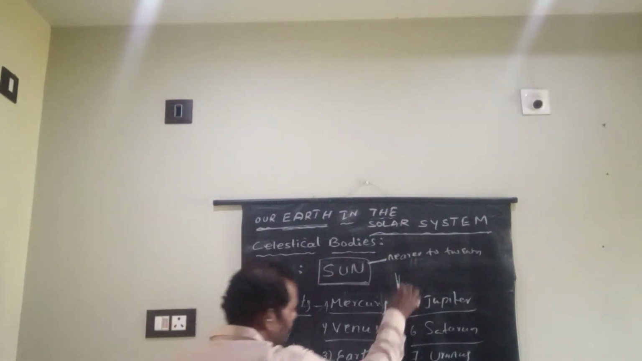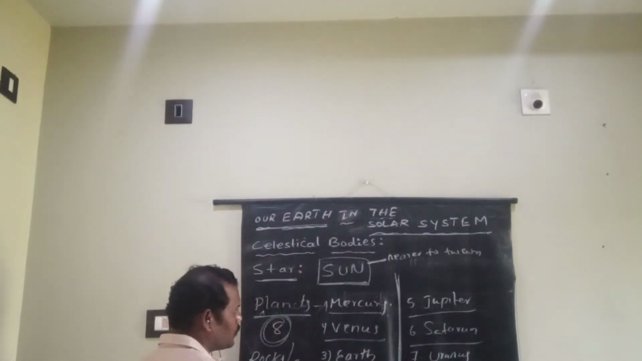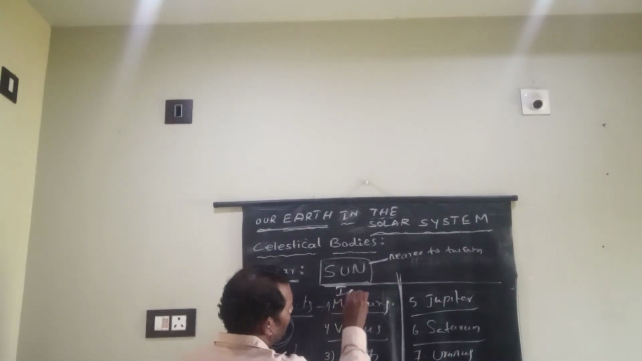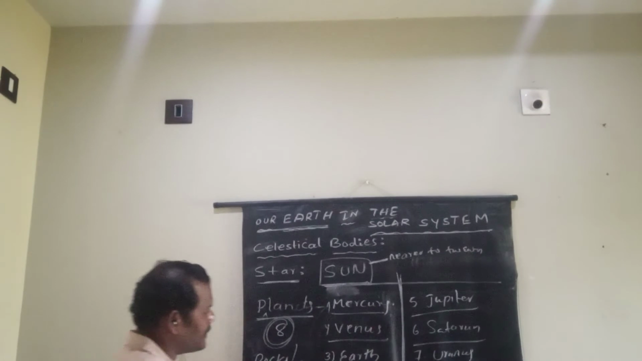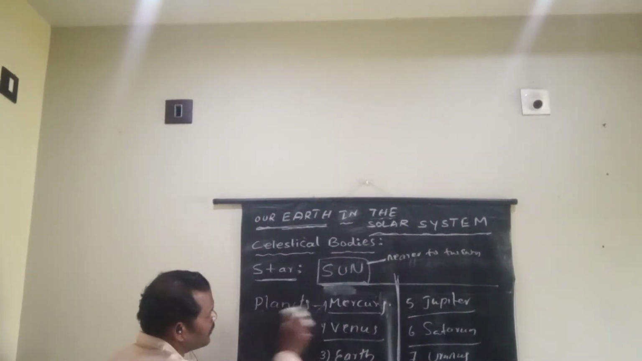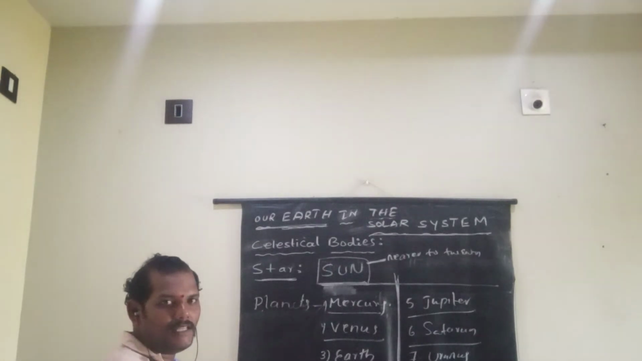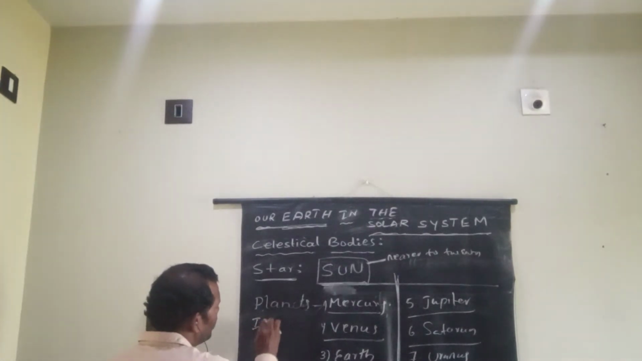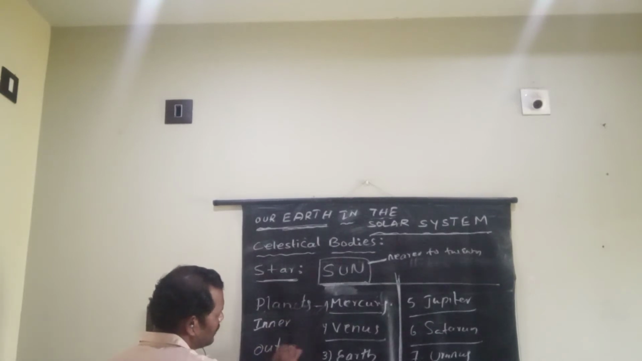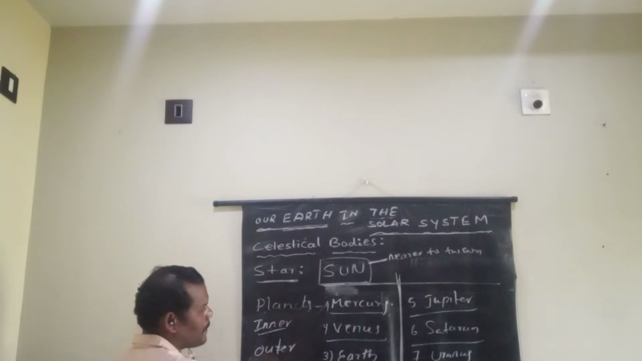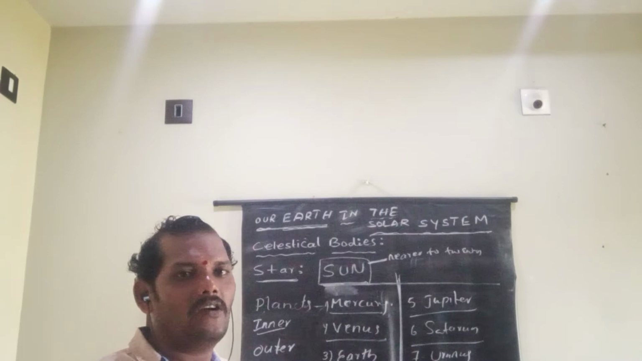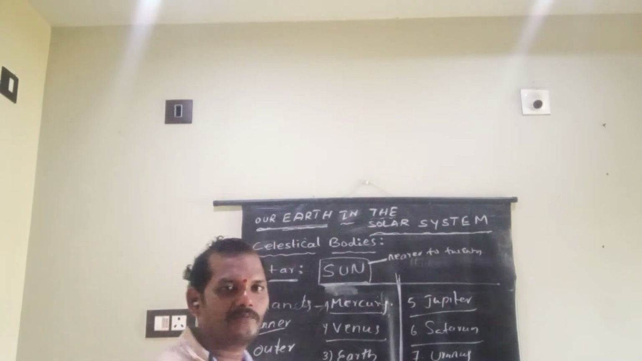These 8 planets are classified into inner planets and outer planets. Which planets are called the inner planets and which planets are called the outer planets?